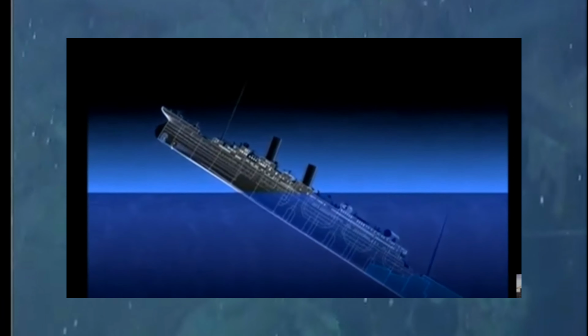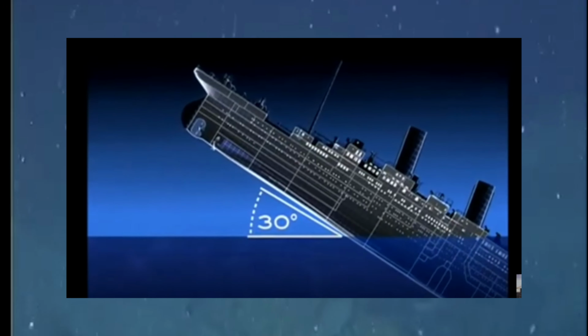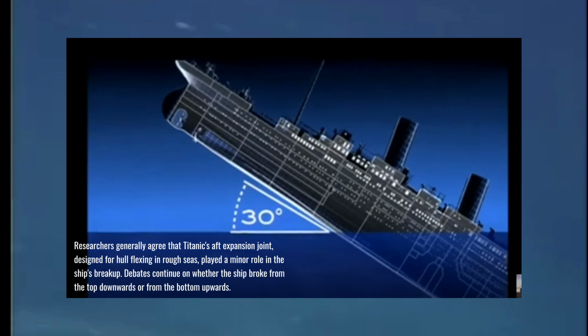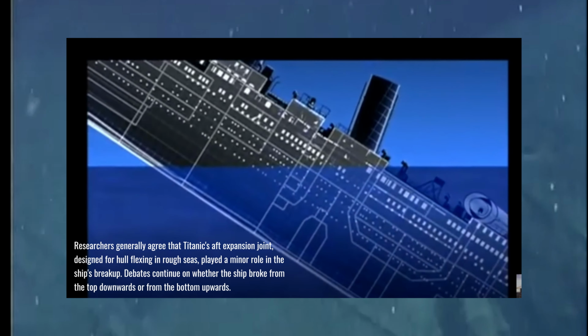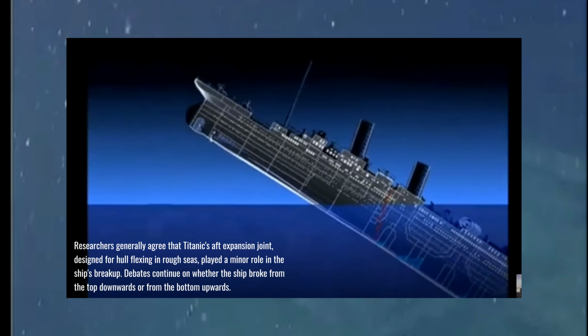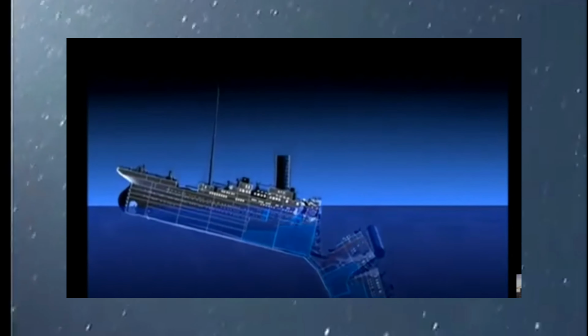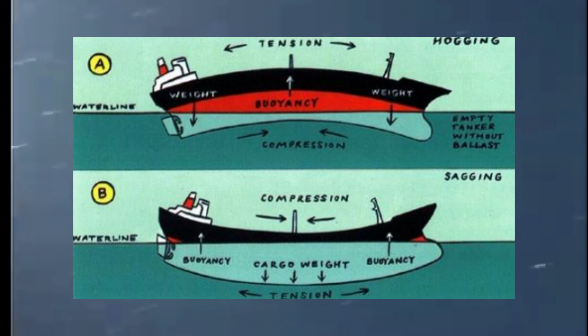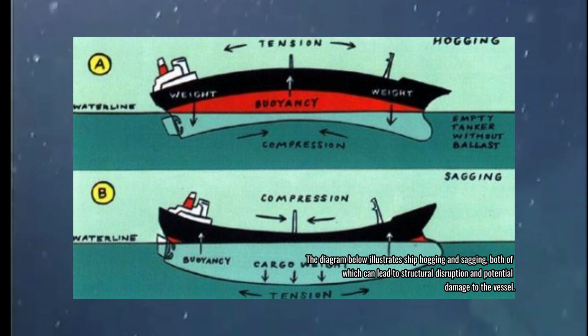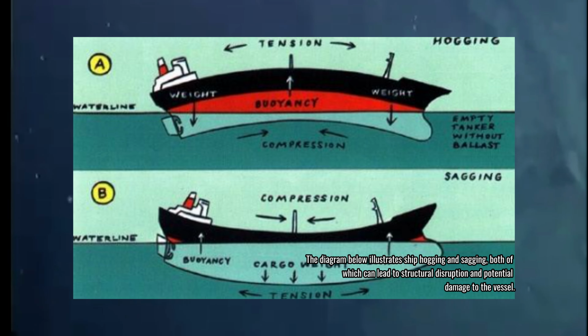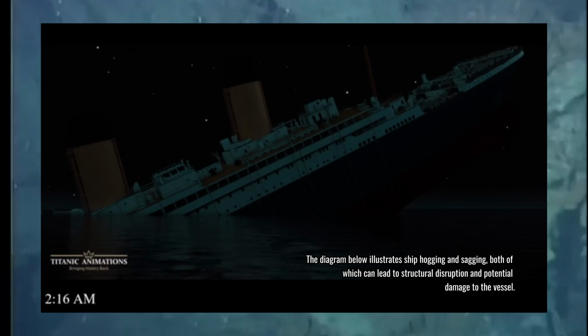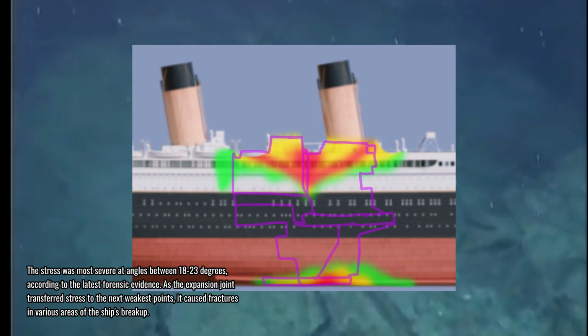Regarding how the ship's breakup relates to the function of the expansion joint, it is important to note that the expansion joint did not cause the breakup, but rather played a part in it. The purpose of the expansion joint is to relieve stress, especially in rough conditions such as storms. However, in the case of the Titanic, the stern rising high out of the water experienced increased stress, which worsened as the stern continued to ascend and rise from the sea.